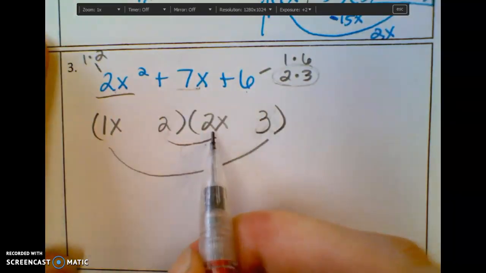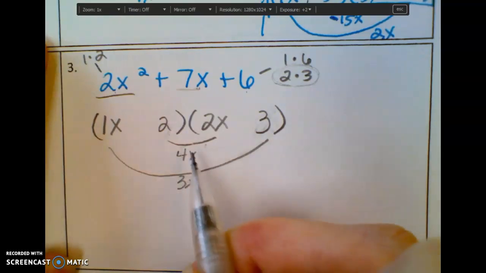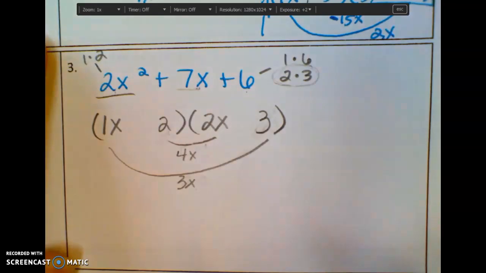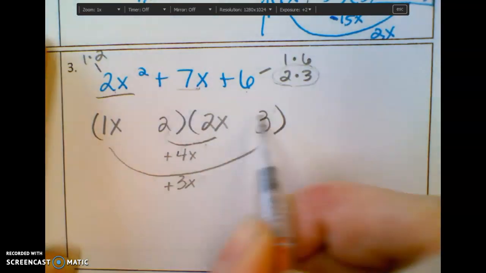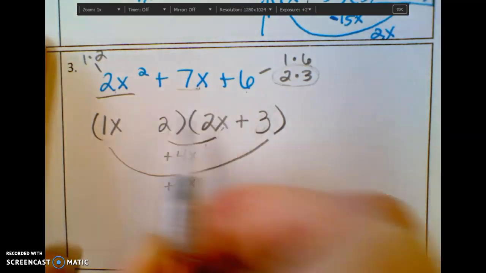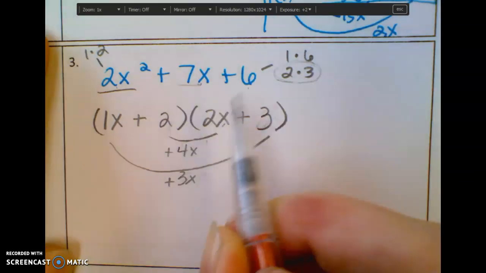Well, the inner product will now be 4x. The outer product will now be 3x. Can I make 4x and 3x 7x? Yes, I can, if they're both positive. So I want my outer product to be positive, my inner product to be positive, and that gives me 1x plus 2 and 2x plus 3.